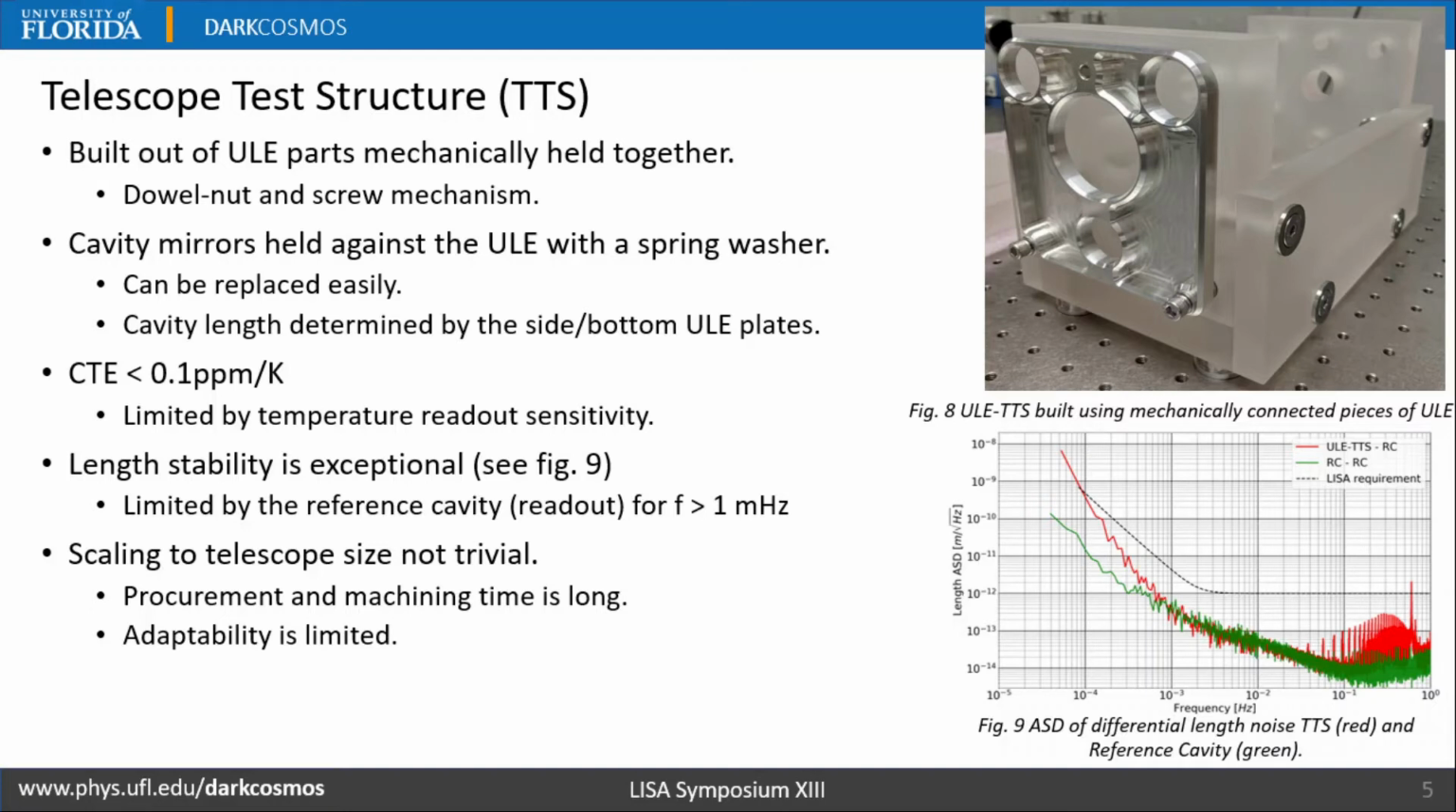So, we designed a cavity which is built out of 4 different ULE plates. These plates are joined together with a dowel nut and screw mechanism. A steel plate is screwed into the ULE end plate and provides a track for the mirror.